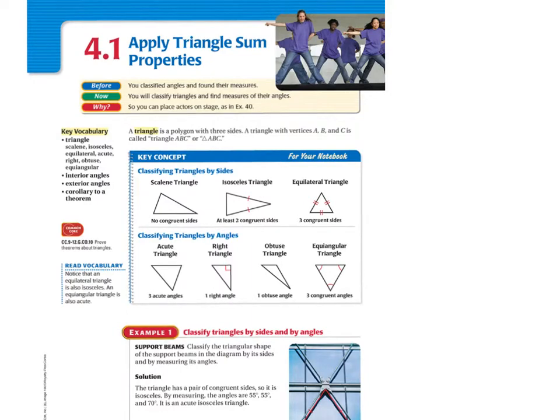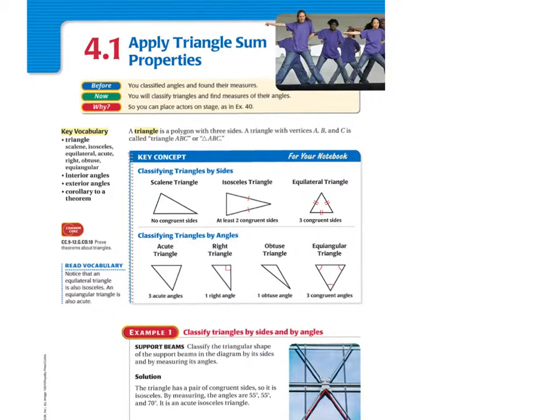Okay, so our lesson today is apply triangle sum properties. We start off by showing the different ways that we classify the triangles. The first set we're classifying by sides. So here we have the scalene triangle, where we have no congruent sides. We have the isosceles triangle, which has at least two congruent sides. And we have the equilateral triangle, which has three congruent sides.